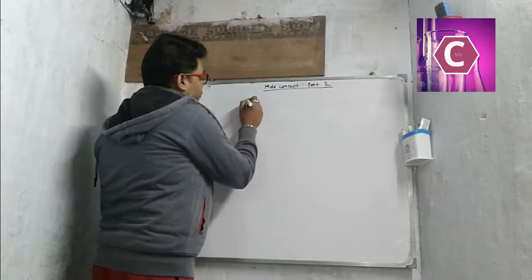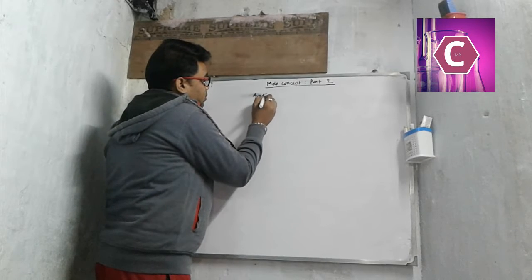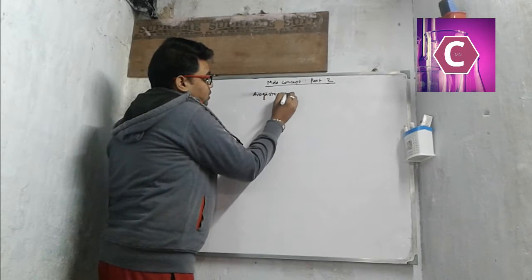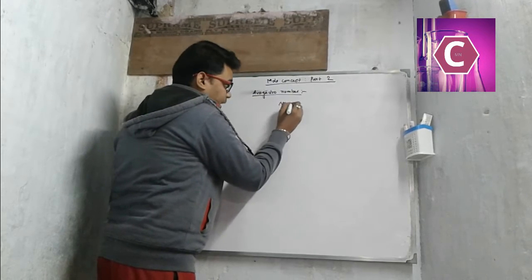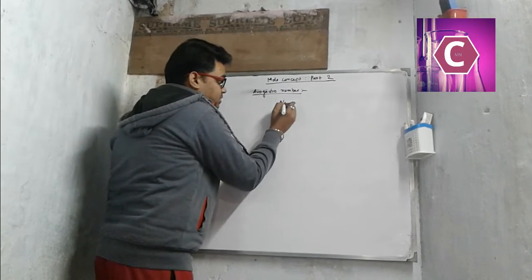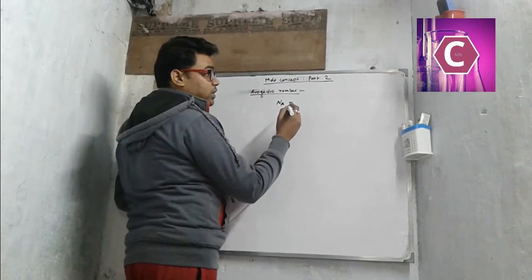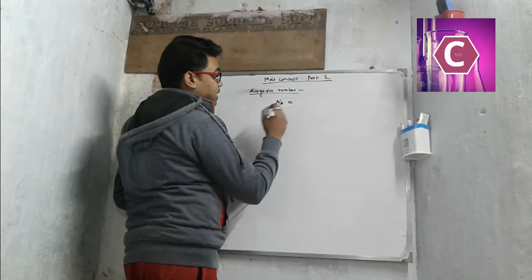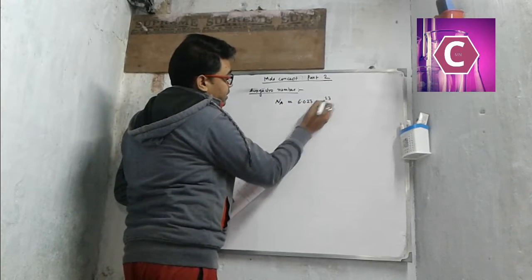First, we have to know what is Avogadro number. It is represented as N_A, capital N subscript capital A. It is just a number and it is unitless, dimensionless, constant value. Its value is 6.023 into 10 to the power 23.